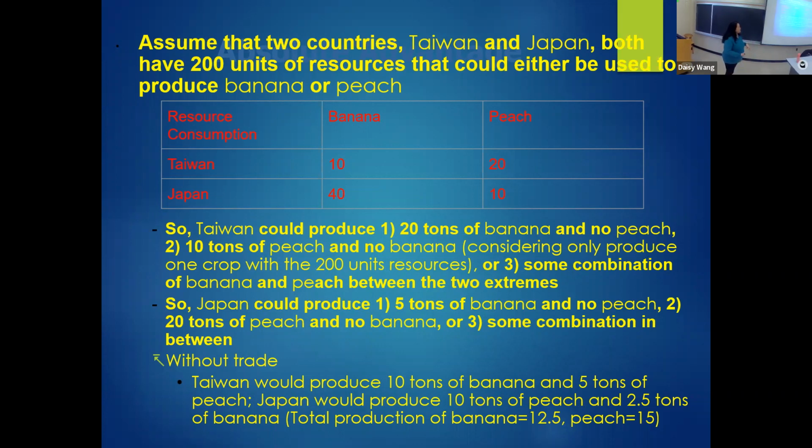So you can see here, in Taiwan, they have an absolute advantage in producing bananas, because it only costs them 10 units of resources. And in Japan, their absolute advantage is peaches, because it only costs them 10 units of resources to produce 1 ton of peaches.